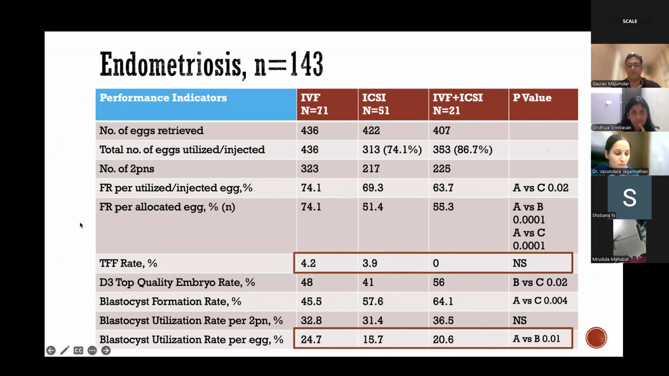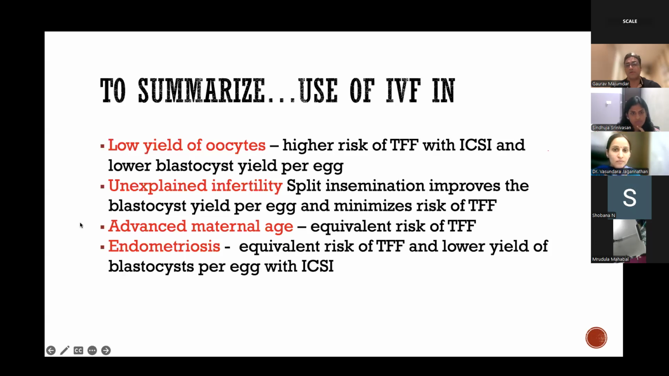And TFF rate is the same in both arms. So to summarize, a few snapshots of our data have shown that use of IVF is absolutely justified in patients with fewer eggs. We have seen a higher risk of TFF with ICSI and lower blastocyst yield per egg. Then in unexplained infertility, split insemination seems to improve the blastocyst yield per egg and minimizes the risk of TFF. And as far as advanced maternal age and endometriosis are concerned, we've seen an equal risk of TFF in both groups. And in endometriosis, we've actually seen again IVF outperform ICSI, right?